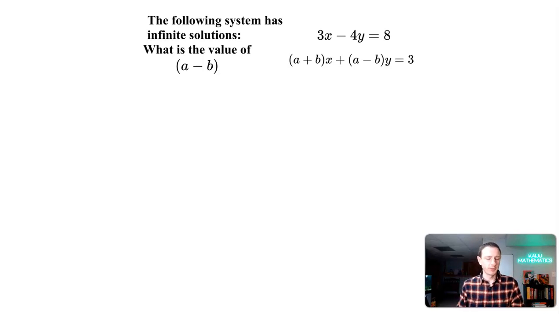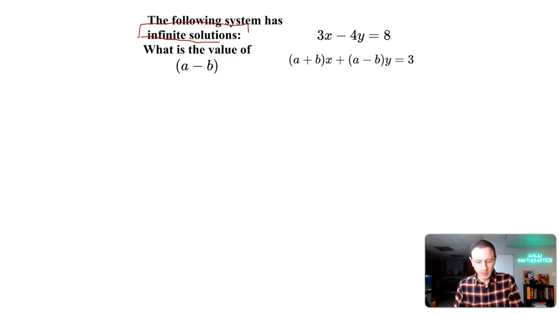Today we're going to look at a pretty interesting problem I came across, and it says the following system has infinite solutions. What is the value of a minus b? So we have this equation, 3x minus 4y equals 8. We have another equation, (a plus b) times x plus (a minus b) times y equals 3. And we're told that the system has infinite solutions.